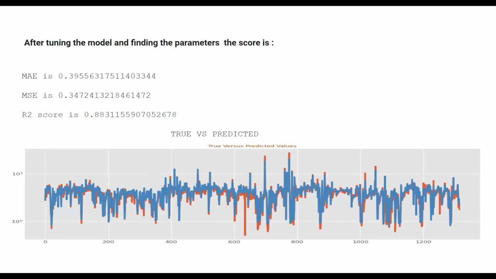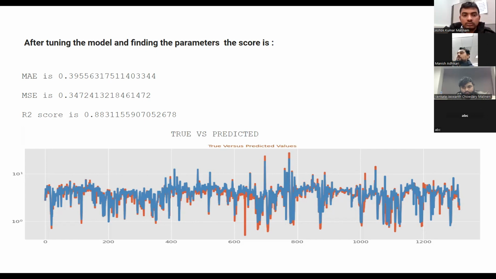After tuning the parameters, we get this mean absolute error and mean square error. The R2 score is 0.88. As we see in this graph, predicted values and true values are almost the same.